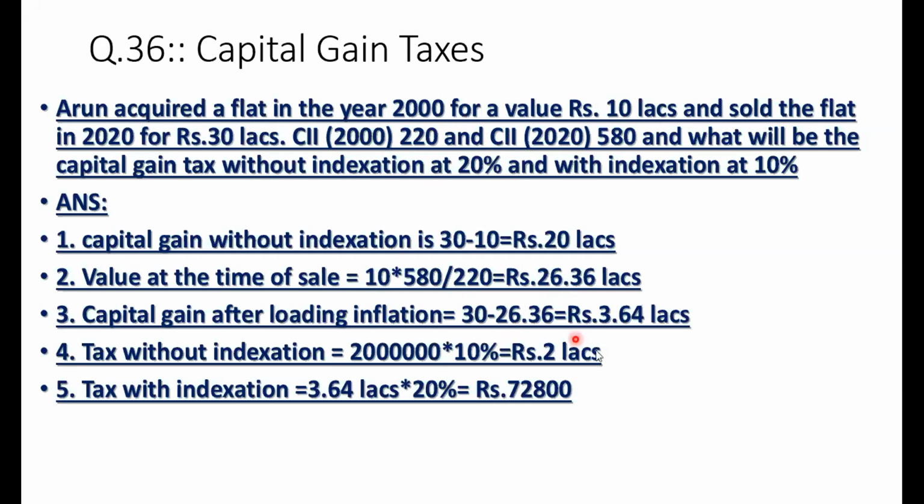So you have to satisfy the income tax people. Sir, this is my capital gain. I will pay 20% tax, so 72,800 I have to pay. That is how IT people will excuse you. So this question also they will ask.